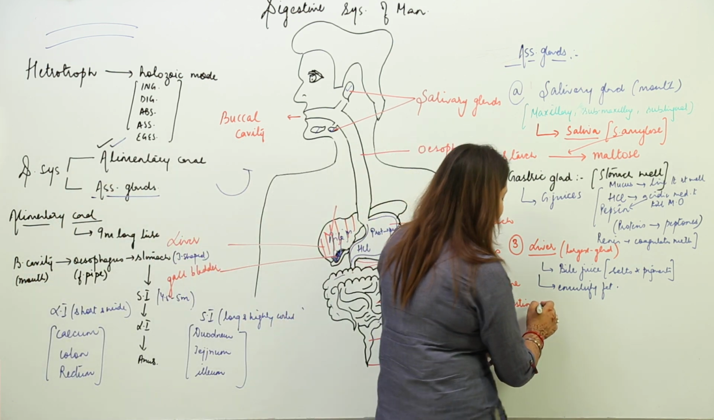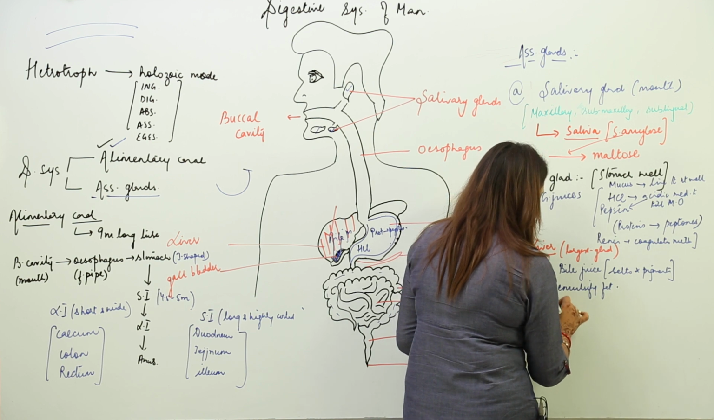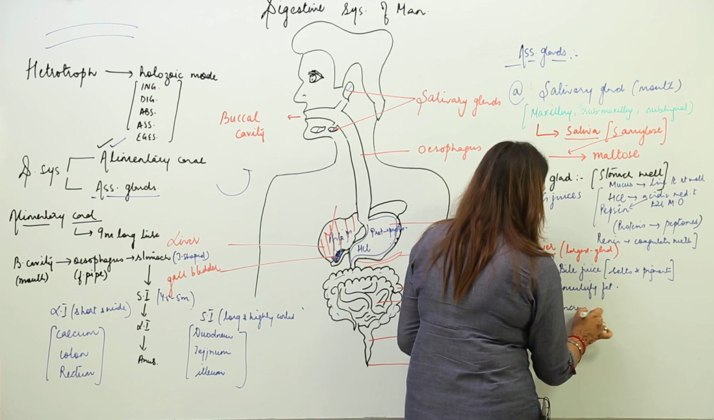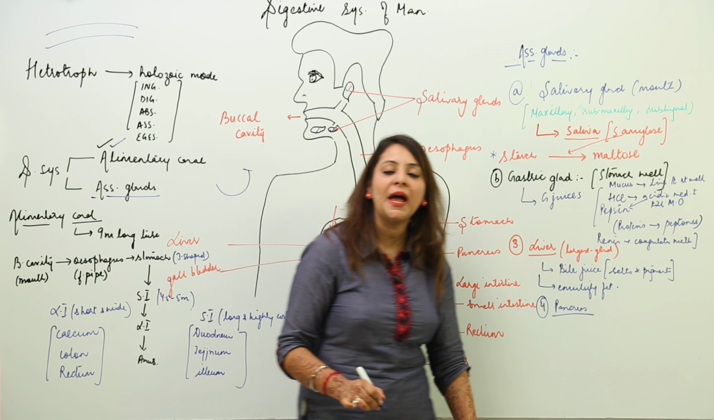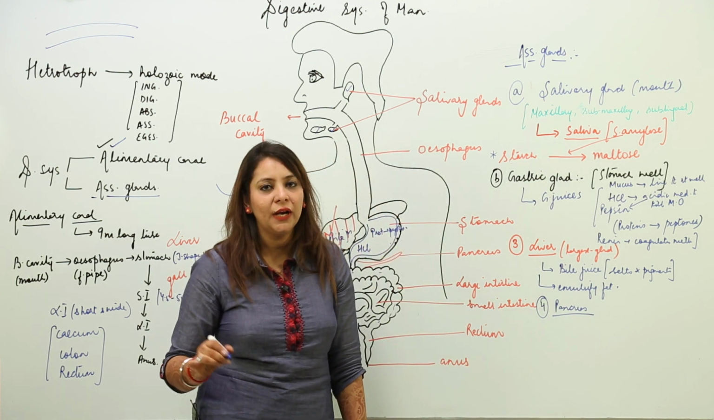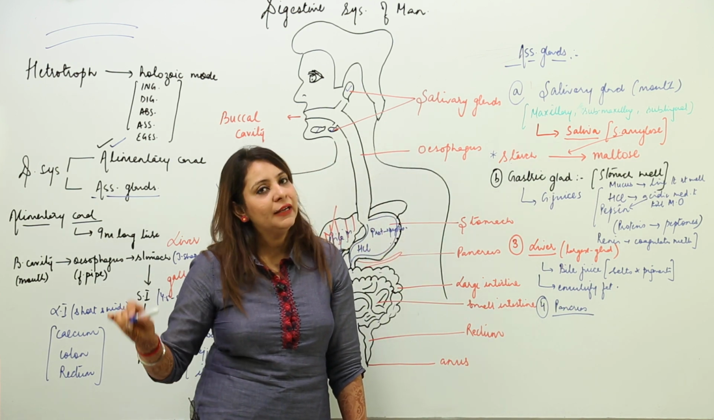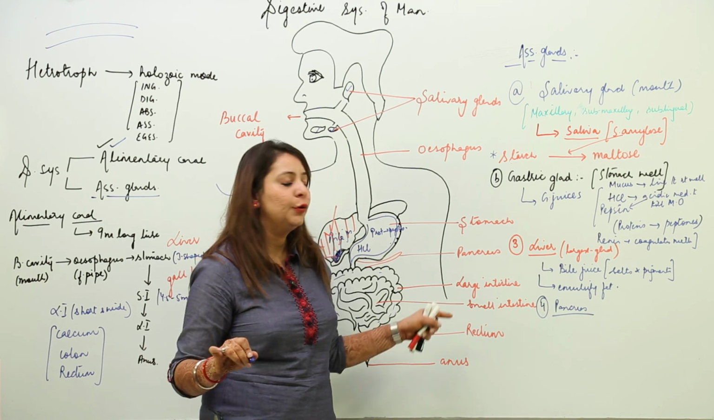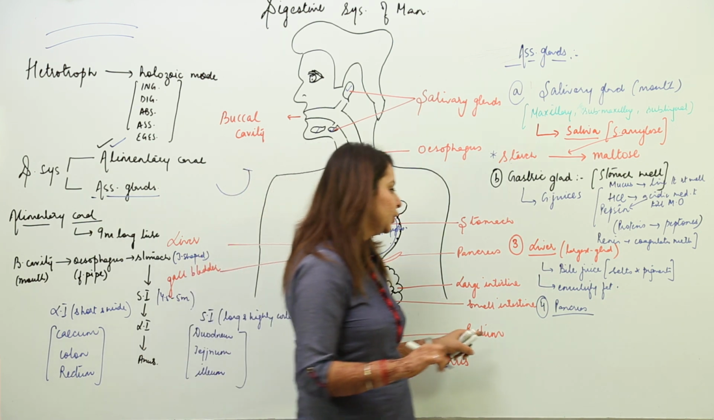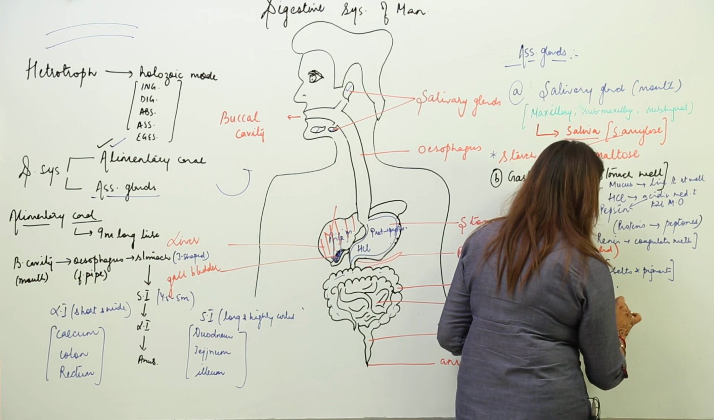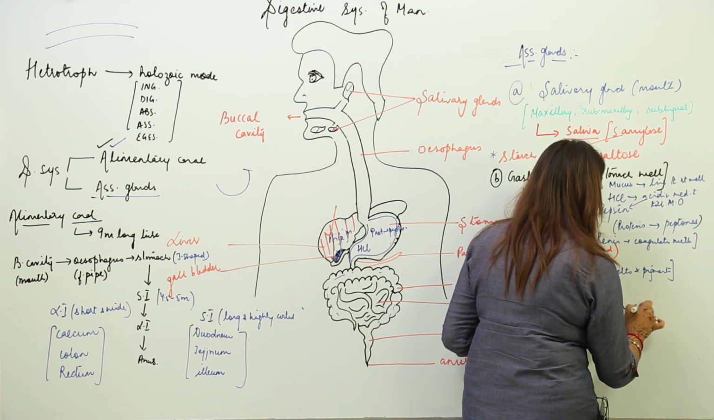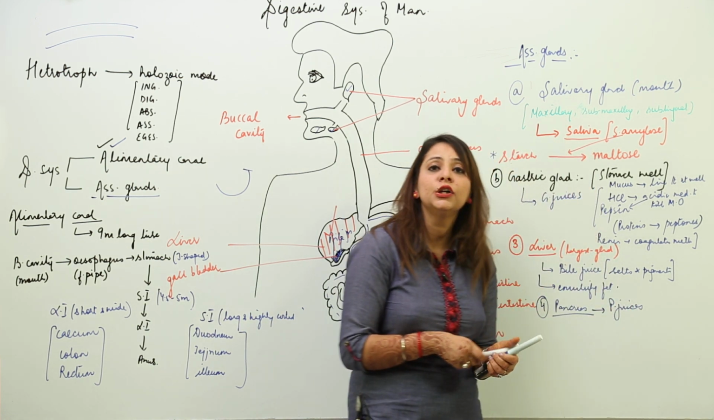So the next gland we have is the pancreas. We already discussed in the hormonal chapter that the pancreas is the only gland which is exocrine as well as endocrine. We have already done its endocrine function. Now we are going to look at its exocrine function. So what does it secrete? It secretes pancreatic juices.